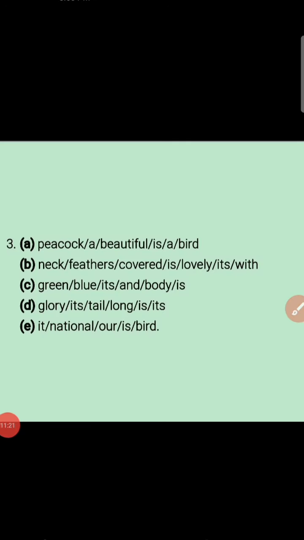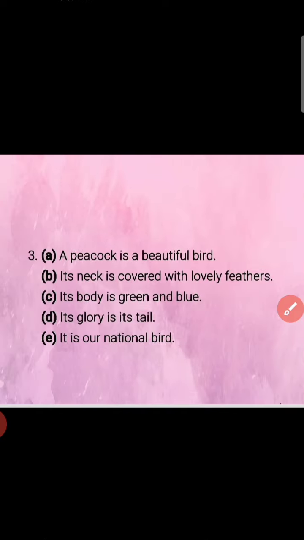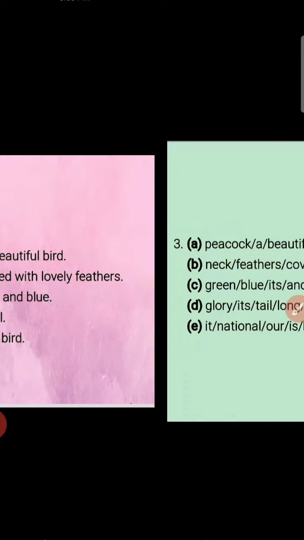Now next, look at some more examples over here. Peacock, beautiful is a bird. I think it is very easy for you to understand. Peacock is a very beautiful bird. Okay. Next, number B.